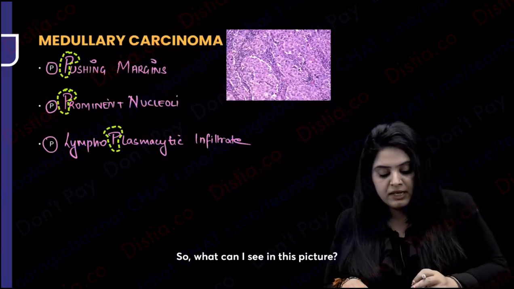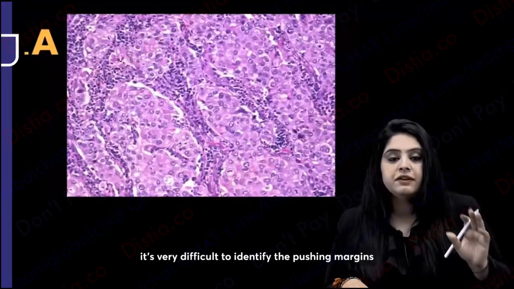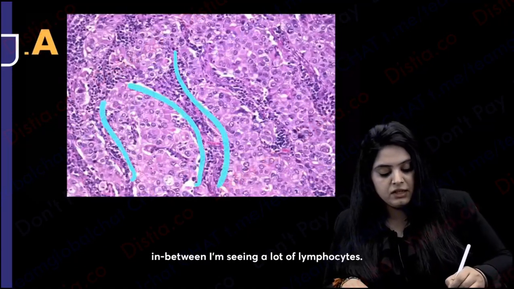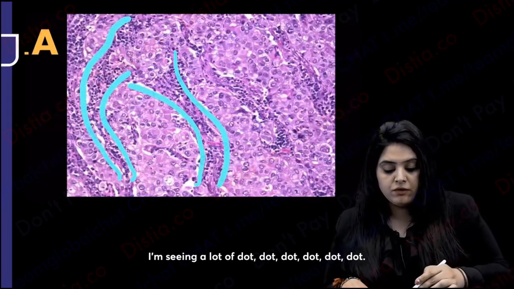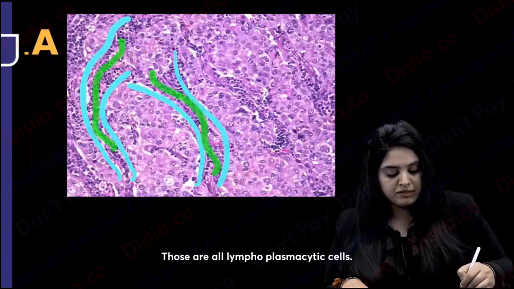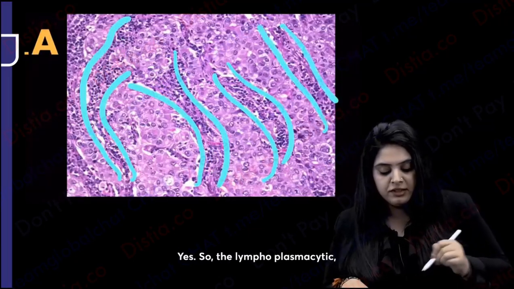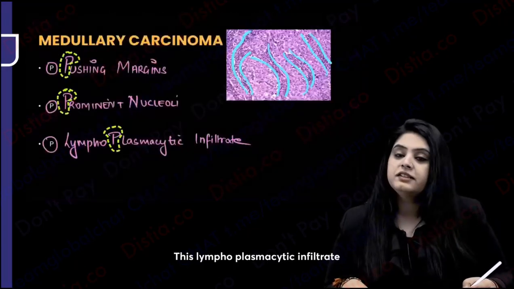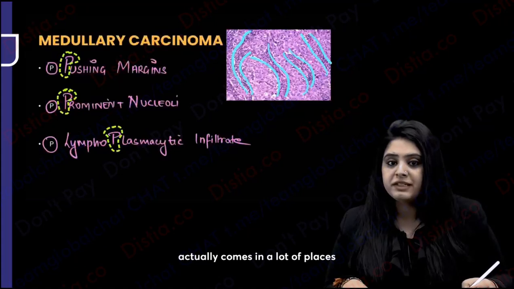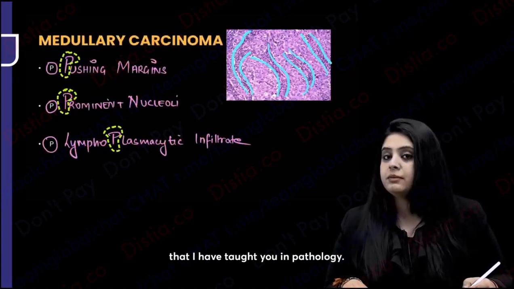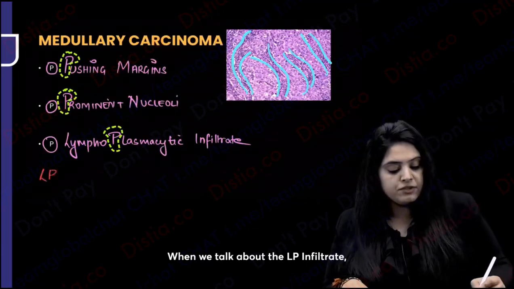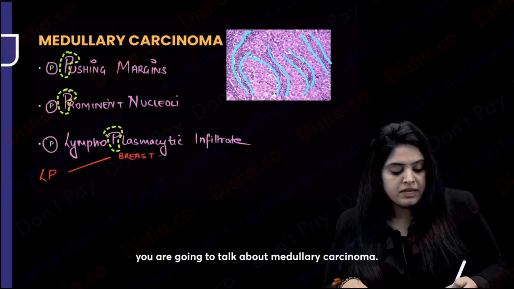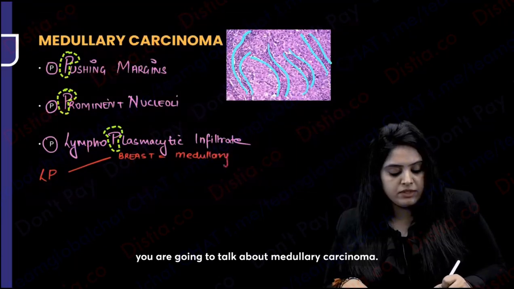So what can I see in this picture? Again, if I look at this picture, it's very difficult to identify the pushing margins or the prominent nucleoli, but definitely what I can see is that in between, I'm seeing a lot of lymphocytes. I'm seeing a lot of dot, dot, dot, dot, dot, dot. Those are all lymphoplasmacytic cells. You can visualize them over here also, yes? So those lymphoplasmacytic, that blue color dot, dot, dot is very characteristic. Now let me tell you guys one more thing. This lymphoplasmacytic infiltrate actually comes in a lot of places, and I'm going to enumerate the 3 that I have taught you in pathology. When we talk about the LP infiltrate, lymphoplasmacytic infiltrate, firstly, if they mention the breast tumor, you are going to talk about medullary carcinoma.